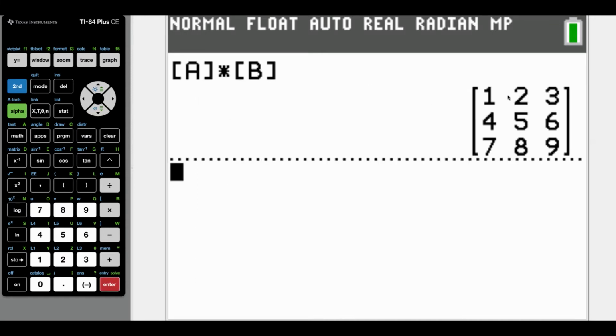So we should notice that that answer we get back is the exact same matrix A that we entered initially. 1, 2, 3, 4, 5, 6, 7, 8, 9. So when you multiply a matrix by an identity matrix, you get back the same exact matrix that you started with.